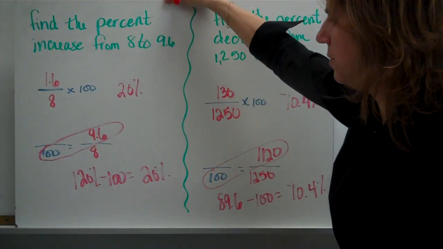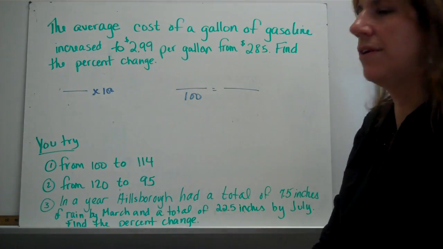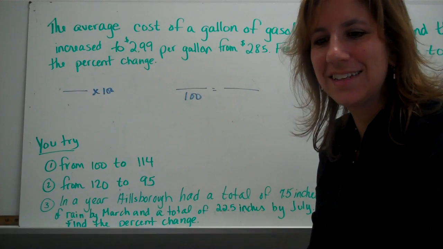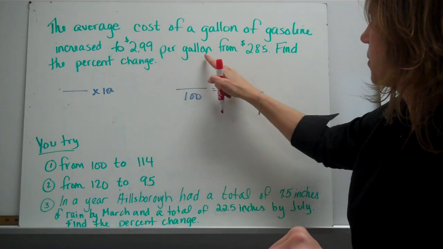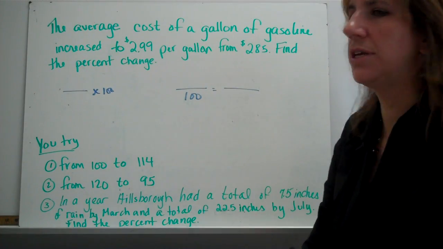All right? What would a word problem look like for this? Well, here the average cost of a gallon of gasoline, and I'm sure Mom and Dad have lots of comments about gasoline. It's so expensive. It's increased from $2.85 a gallon to $2.99 per gallon. Find the percent of change.